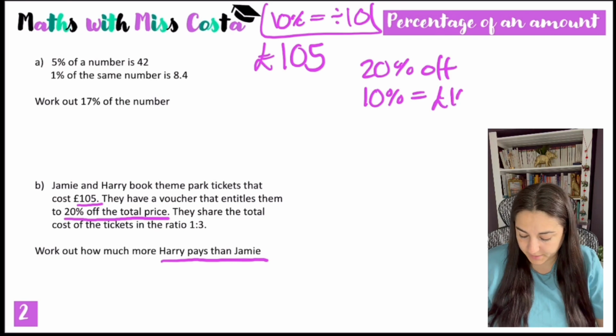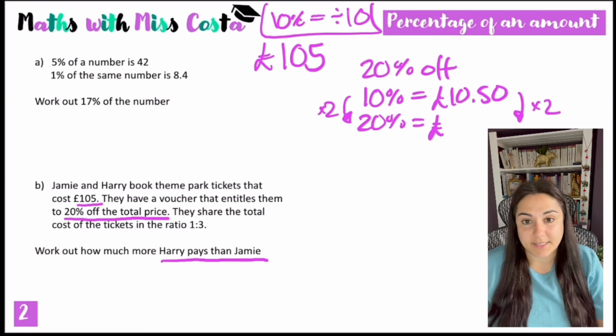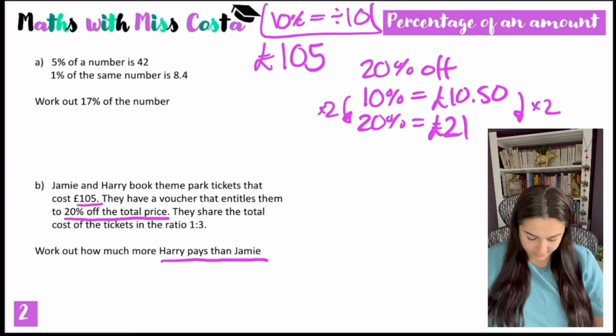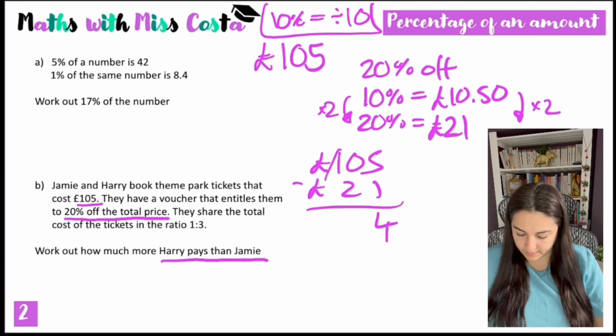So 10% would be £10.50, and 20% is double 10%. So I'd double that. £10.50 times 2 would give me £21. So 20% off is £21. So 105 take away 21 would leave me with £84.